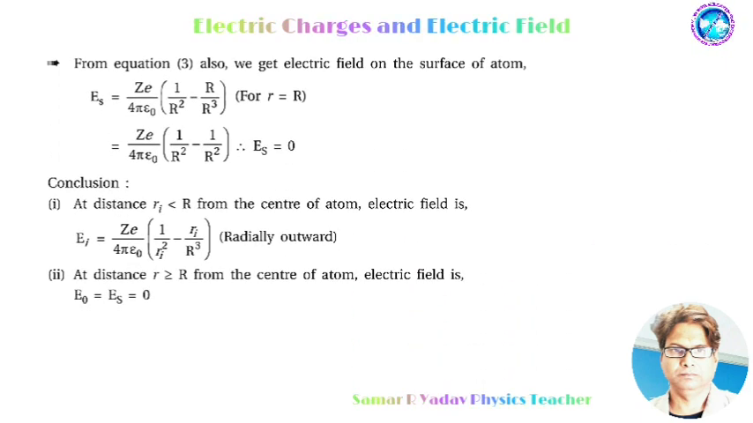Conclusion: at a distance ri less than capital R from the center of the atom, electric field Ei is equal to Ze upon 4 pi epsilon 0 in bracket 1 upon ri square minus ri upon capital R cube, radially outward. Second, at distance r greater than or equal to capital R from the center of the atom, electric field E0 is equal to Es is equal to 0.